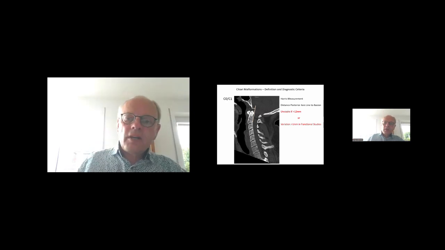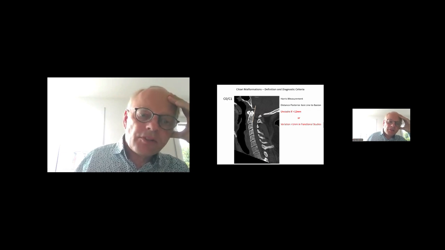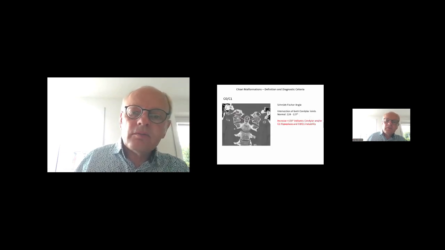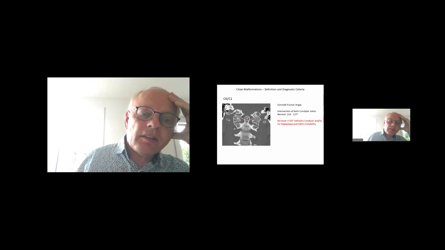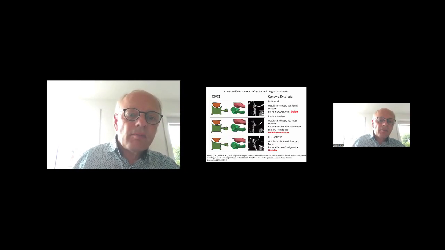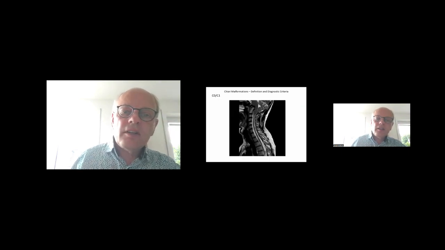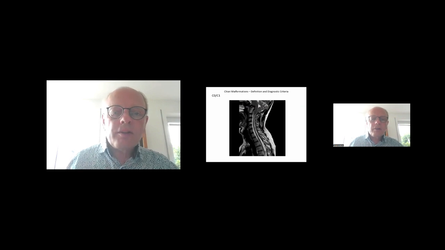The criteria used to diagnose instabilities of CO-C1 are the Harris measurement, as you can see here. Another is the Schmidt-Fischer angle, looking at the angle of both condylar joints. If that is increasing beyond 130 degrees, it indicates condylar or C1 hypoplasia. But most interesting is a recent paper from China showing the different types of condylar dysplasia that can give rise to CO-C1 instability.